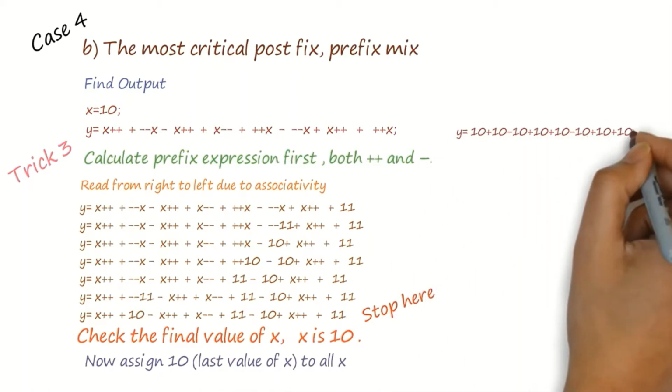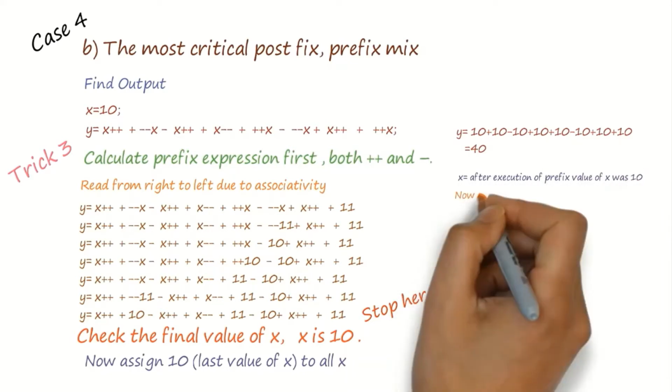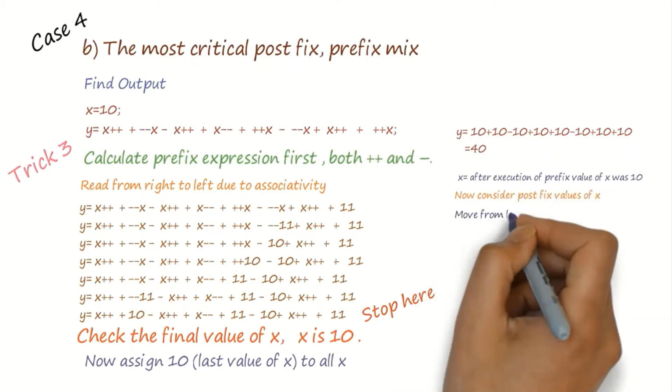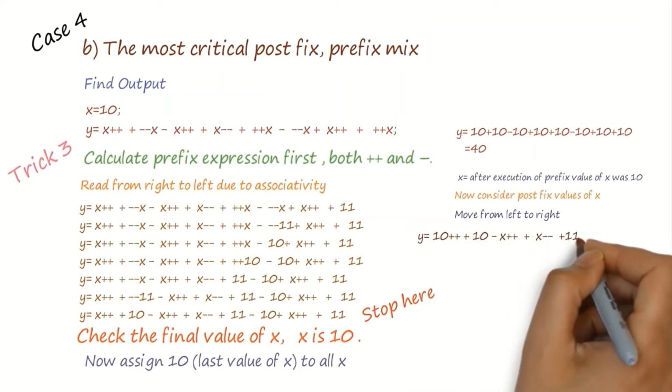And calculating y, we will assign the current value of x to all the x variables. Then after calculation, y is equal to 40. So a very interesting point to note here is that no matter how many post and pre operations there are, we only consider prefix operations to get the value of y, and it is pretty straightforward. However, the complexity is more if we are asked to find the final value of x, because then we will have to calculate the postfix operations.